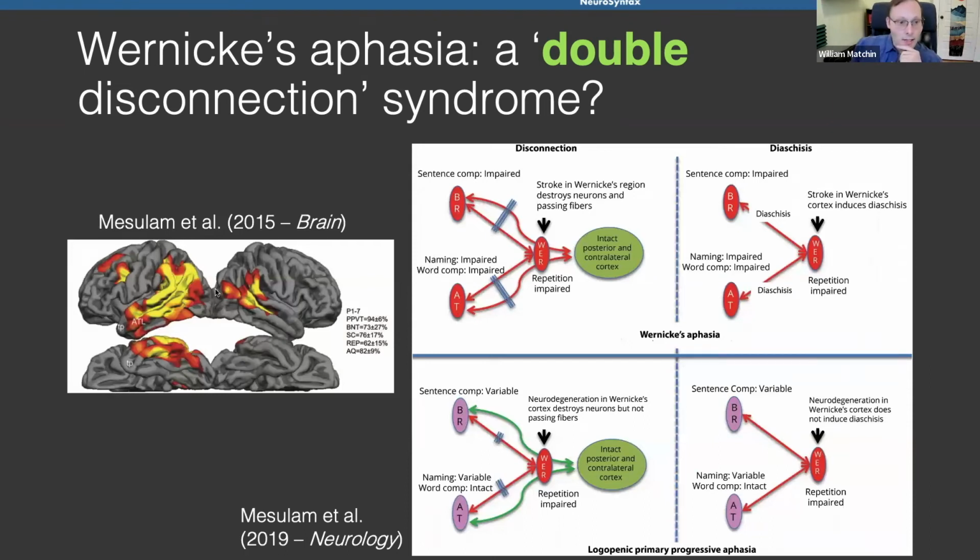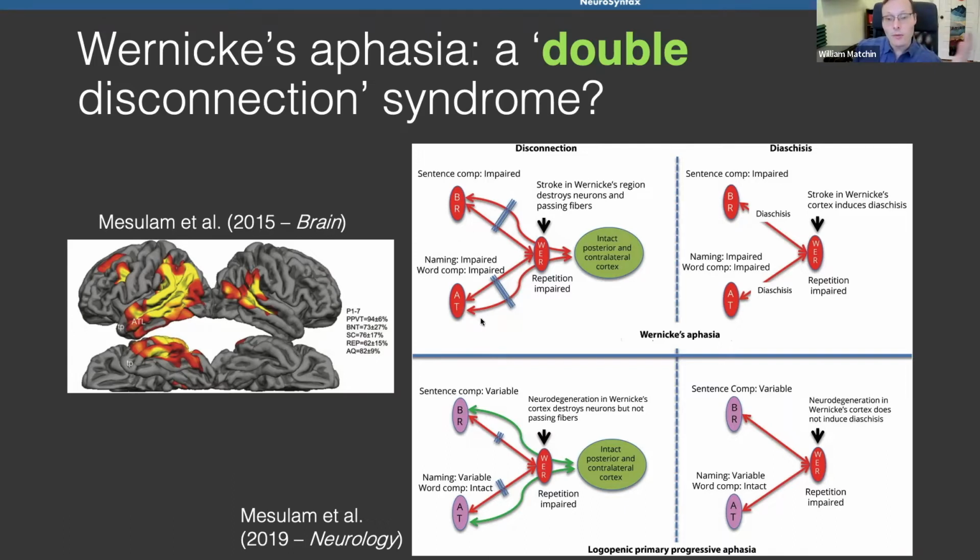So you can see the idea here. This is a model that they published, saying that you've got Wernicke's area, and then you've got fibers that go from Broca's area to other areas, and from the anterior temporal lobe to other areas, and they pass through Wernicke's area, right? So if you destroy or damage Wernicke's area, then you can impair these pathways, which leads to sentence-level and word-level deficits from disconnection of these two centers.